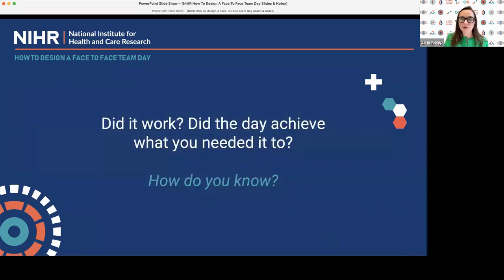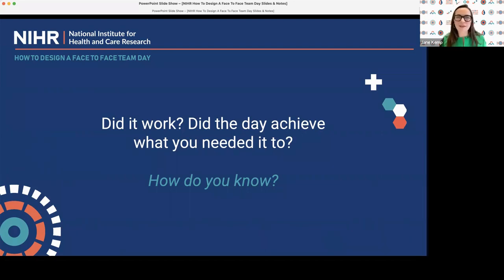Final section for us to look at, did it work? So right at the start of this, we talked about scoping it out, and we talked about thinking about, why are we having this day? What's the purpose? What do I want people to think? What do I want people to feel? What do I want people to do as a result of being together and having this face-to-face team day? So at the end of it, we need to see, did we achieve it?